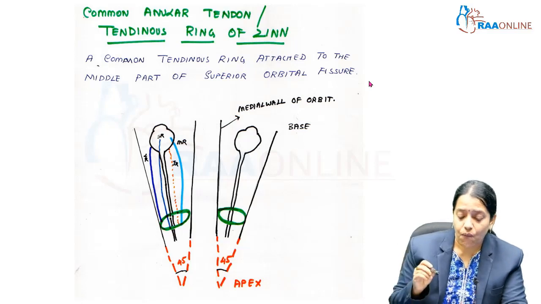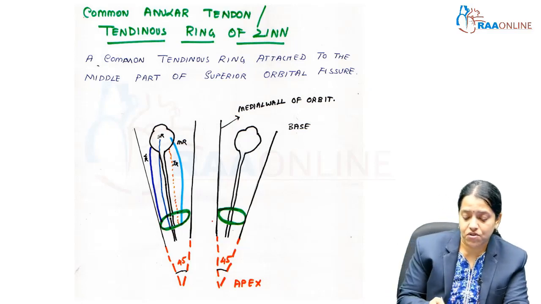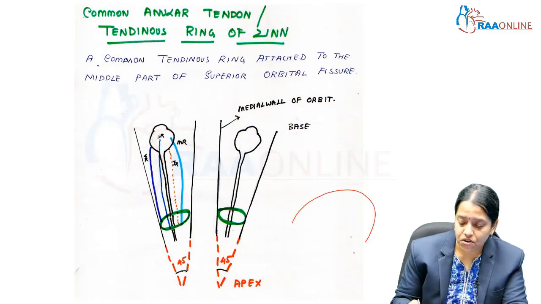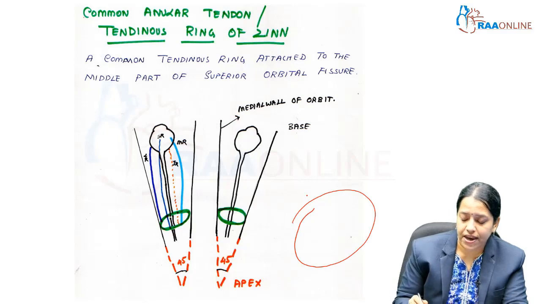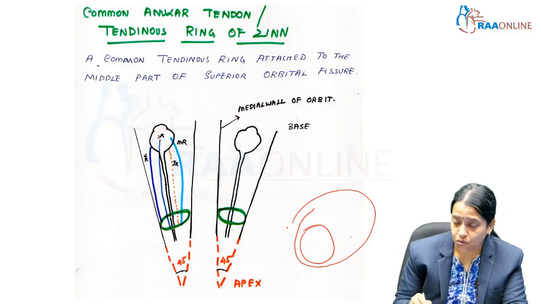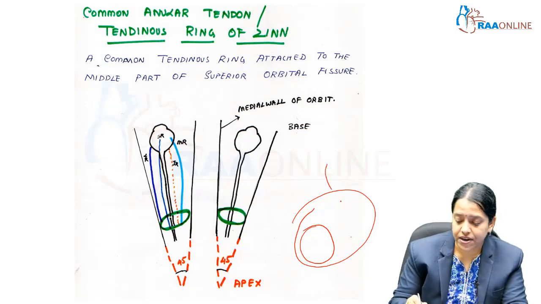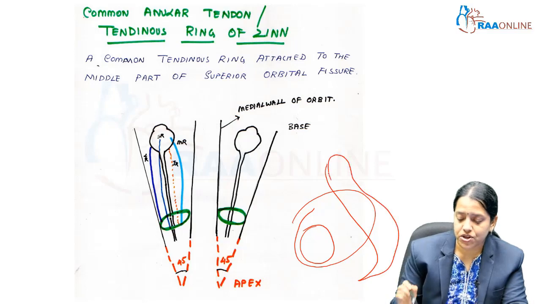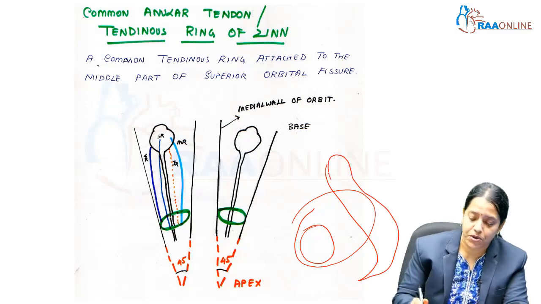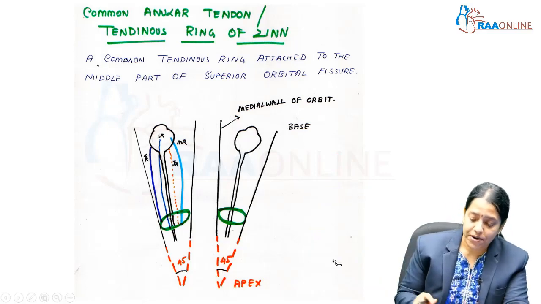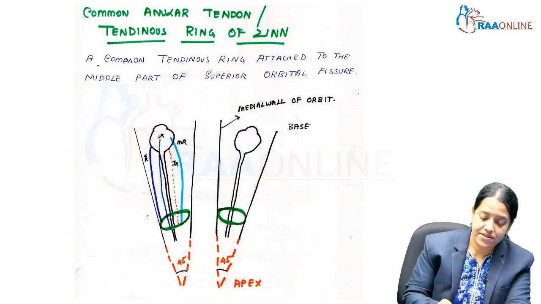So let's see where this common tendinous ring of Zinn is. It comes exactly at the apex of the orbit. It takes a part of the whole optic canal, and along with that, it also divides the superior orbital fissure into 3 parts: the superior part, the middle and the inferior part. That is the common tendinous ring of Zinn.